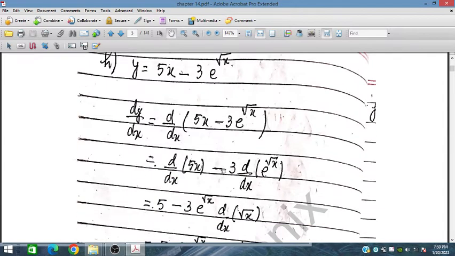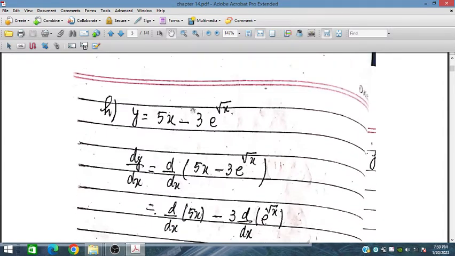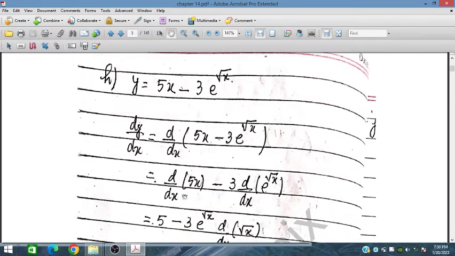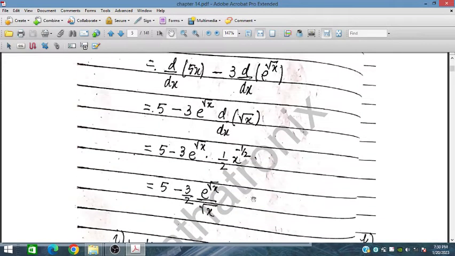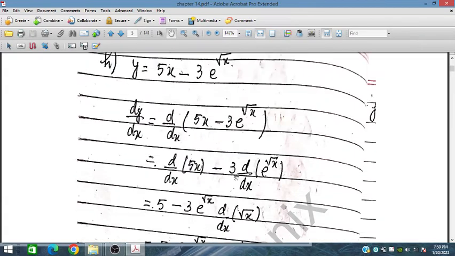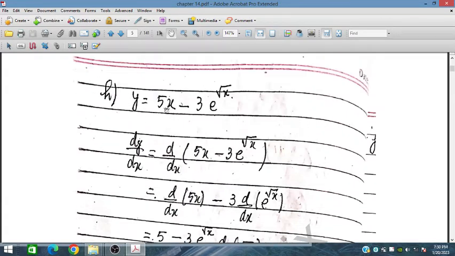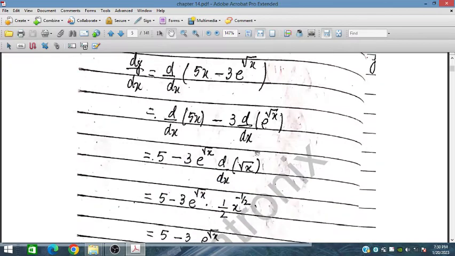And similarly, for this h part, we have this 5x minus 3e power under root x. So from this we have this 5x, here with this we have this x, and from e power under root x. For under root x we have this half x power minus half. So this 3 upon 2 e power under root x upon under root x. So this is the differentiation of this 5x minus 3 e power under root x.